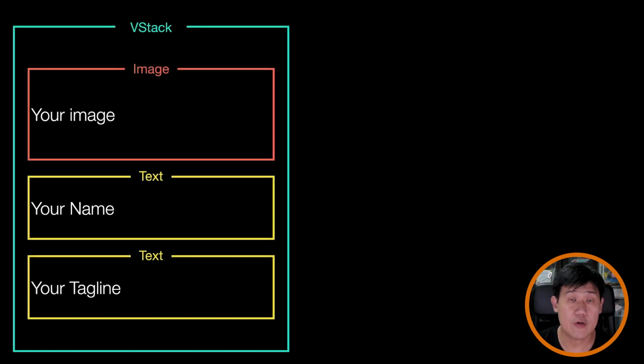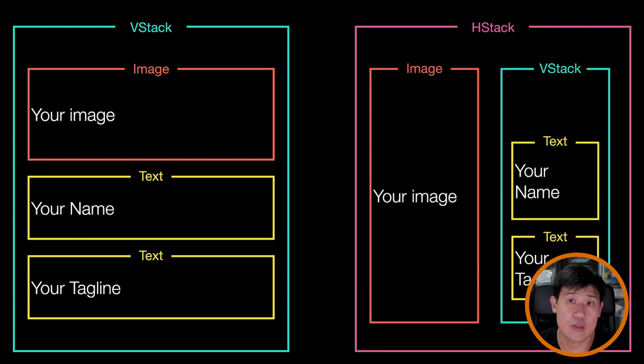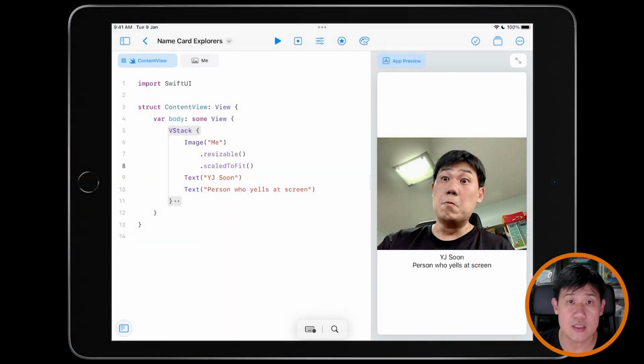So the goal for all this is really to get from this layout, where your image is on top, followed by your name and your tagline, to this layout, where your image is on the left, then your text and tagline are below. So let's get started. This is my silly looking face from the previous video.